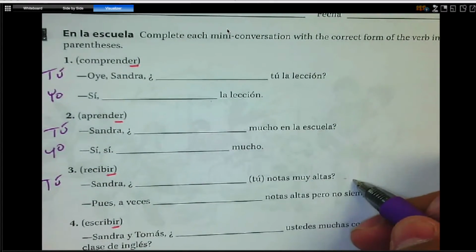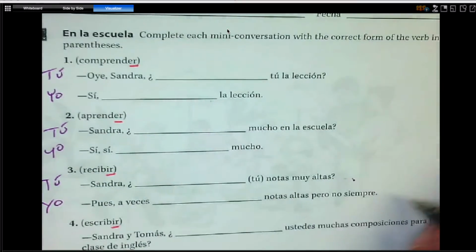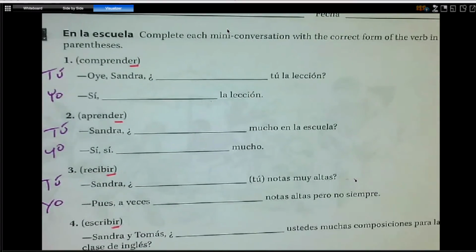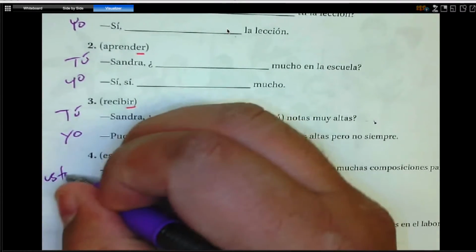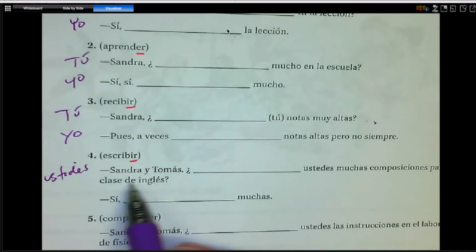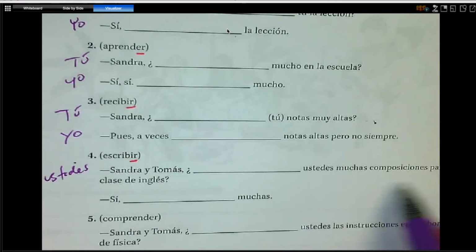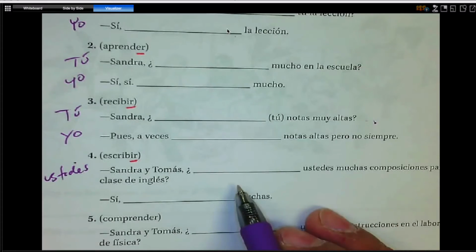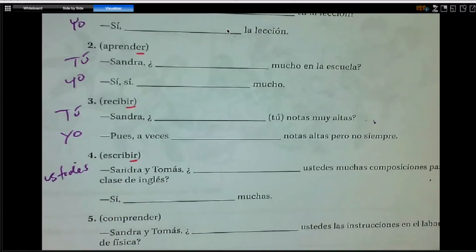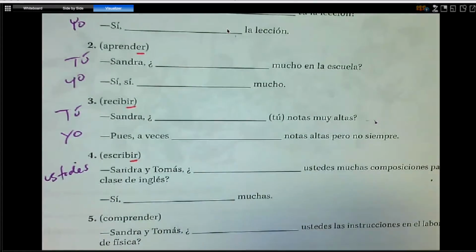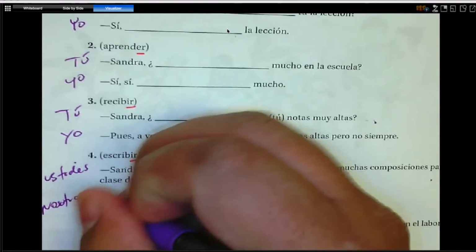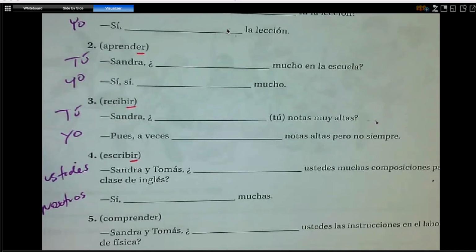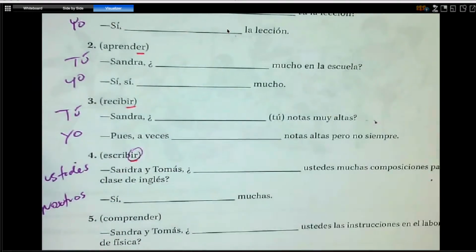Sandra, this is tú. Do you make good grades? Sometimes I make good grades, but not always. There's yo. 4, Sandra and Tomás. This is going to be ustedes. I'm asking y'all. Hey, Sandra and Thomas, do y'all write mini compositions for your English class? Yes, we write a lot. We write many. Nosotros. And that's an IR verb, so pay attention to that.